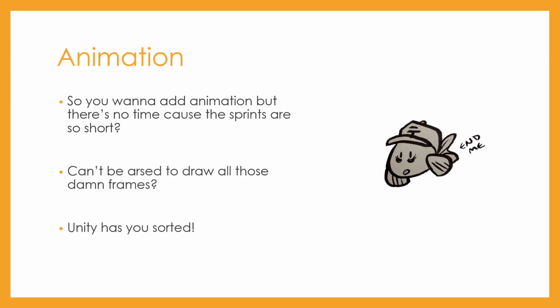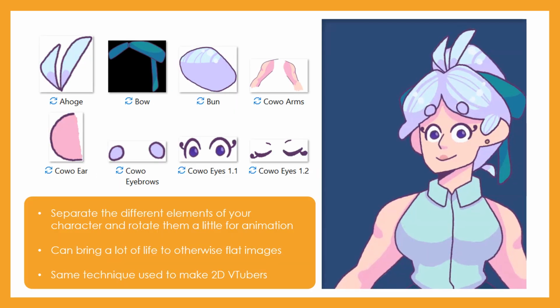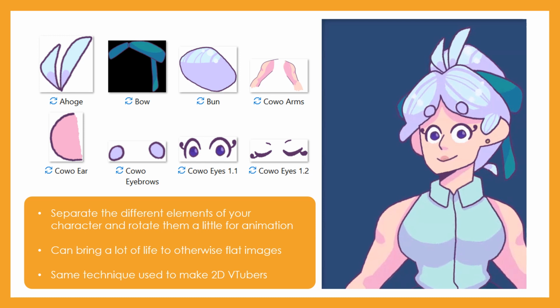Animation is an important thing that you probably won't know anything about by the time you get to IGP 100, because that comes later. But the teachers are usually quite impressed when you add animation, even if it's very basic. So if you want to add animation, but there's no time because the sprints are so short, can't be asked to draw those damn frames, Unity has solutions for that. So here's what I did for IGP 200.